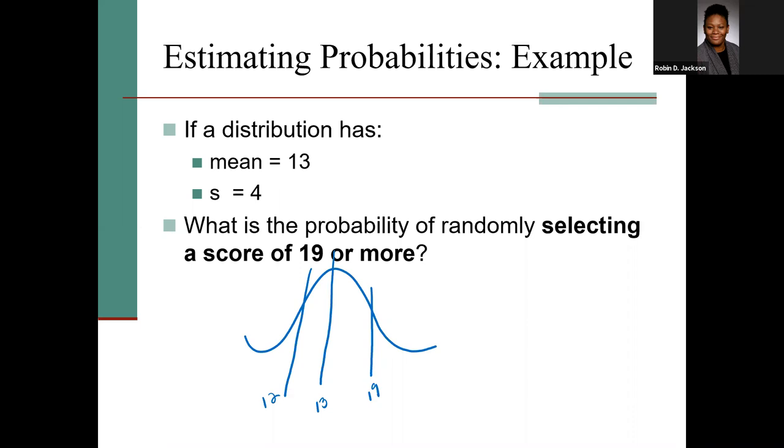Now I'm going to do one more example. Let's say we have a score of 15, and the question was, what's the probability of randomly selecting a score between 15 and 19? Well, we know that these scores are both on the same side of the mean.